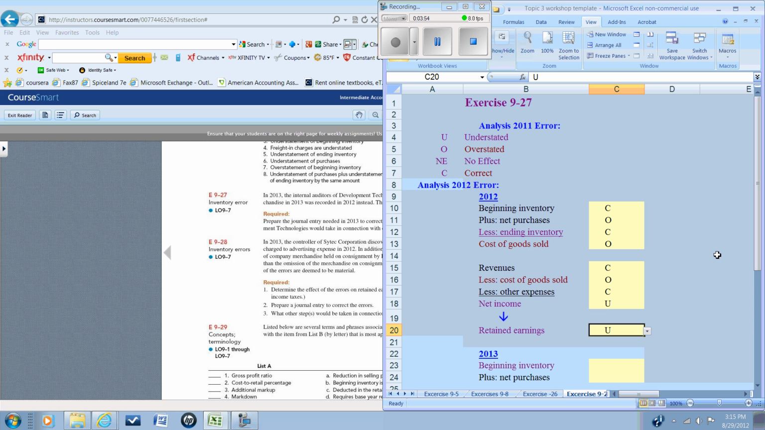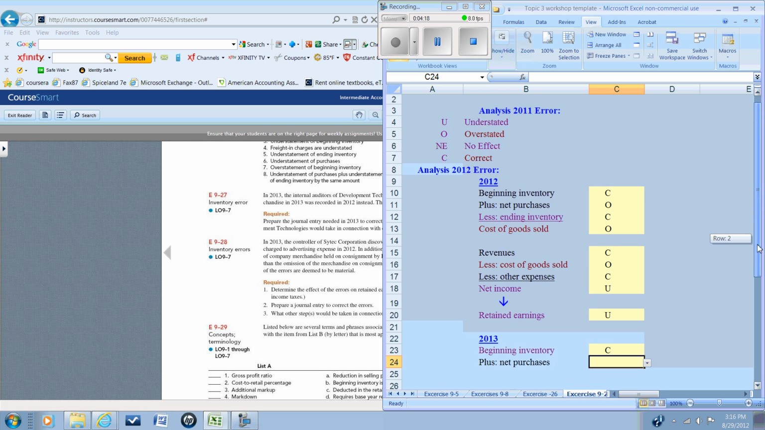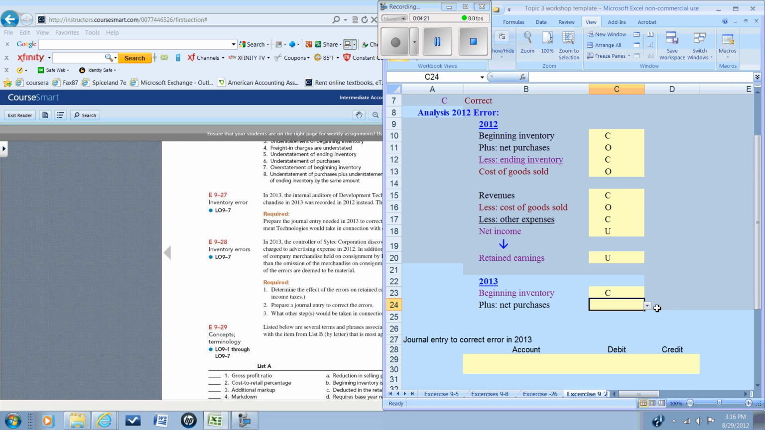So at the end of 2012, our temporary accounts are closed out. So cost of goods sold is closed out. Revenues are closed out. Purchases are closed out. Our ending inventory is correct. So in 2013, our beginning inventory is going to be correct. However, net purchases will be understated because the 2013 purchases will not include the $4 million which was recorded incorrectly as being made in 2012.